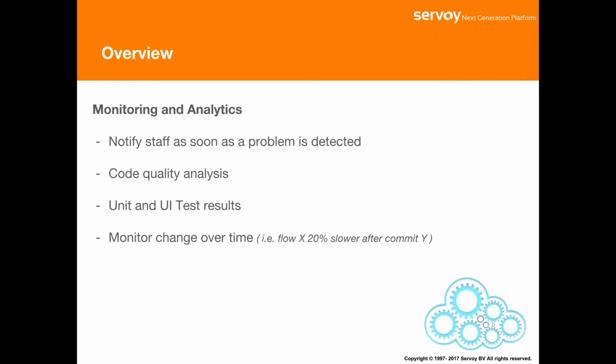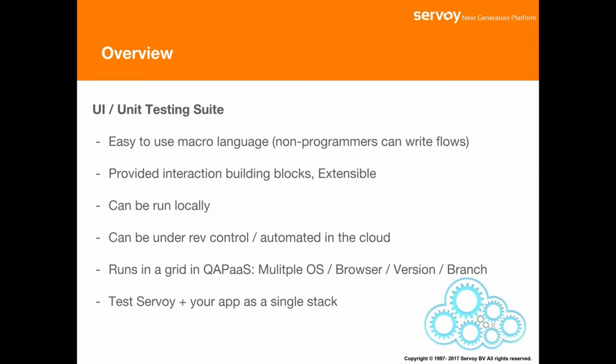Also, you can monitor changes over time. So you could say that you wrote a flow and you can see that after a certain commit, the flow is now running slower, and you could go and analyze why that is. So it gives you the ability to do some analysis.